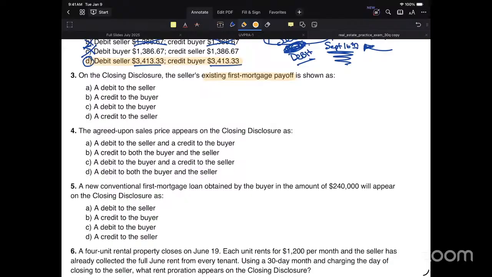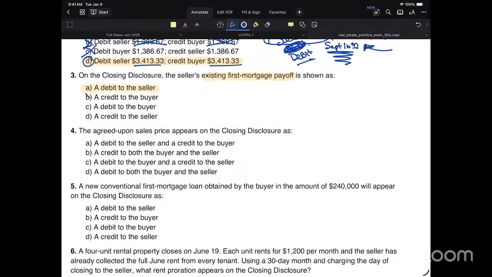So we know this needs to be a seller debit. It needs to be a seller debit because the payoff has nothing to do with the buyer. The buyer doesn't care which bank it is, how much it is. As long as I get good, clean title, I'm good. So, okay, A says a debit to the seller. We like that, but we like to go through and make sure that's our final choice.